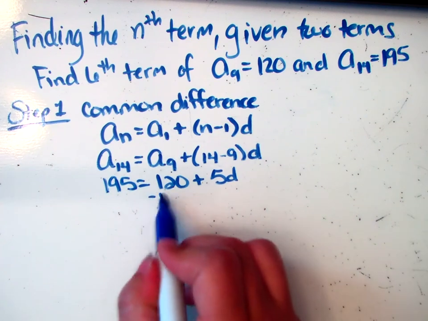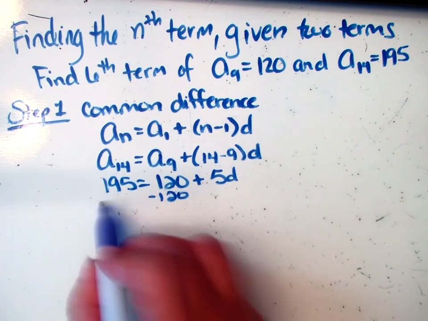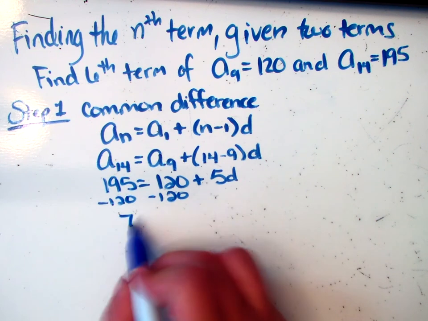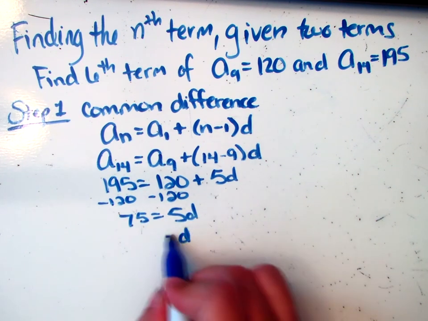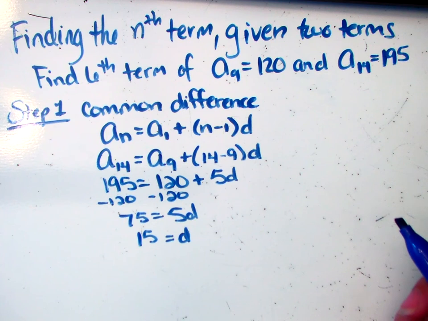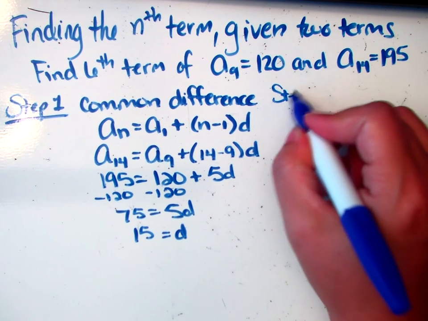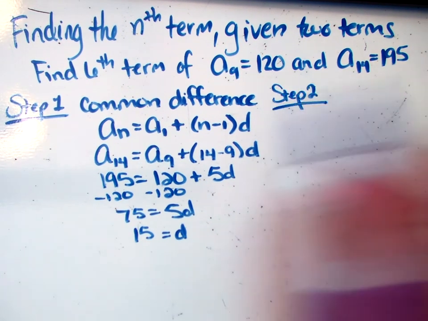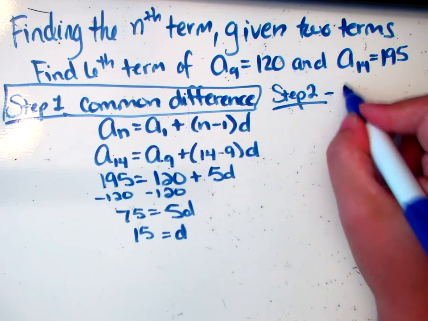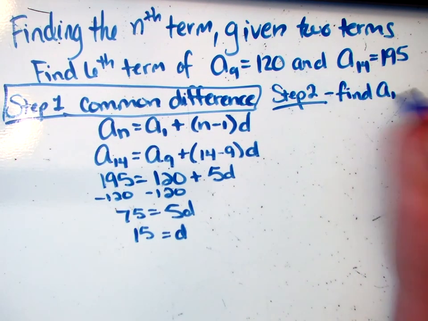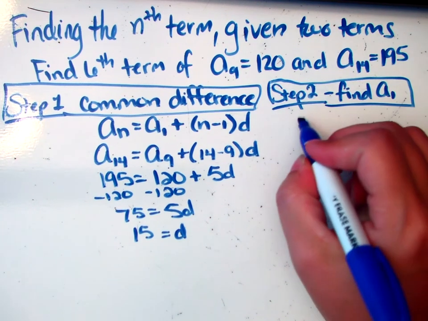We're going to minus the 120, minus the 120, and we get 75 equals 5d. So our d, common difference, is 15. So that's our step 1. Step 2 is find your first term, a sub 1. That's our second step. So again, we're going to use the same formula.